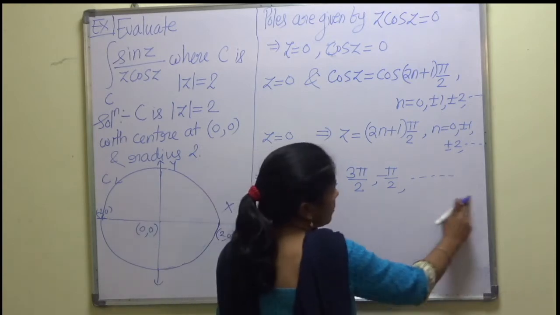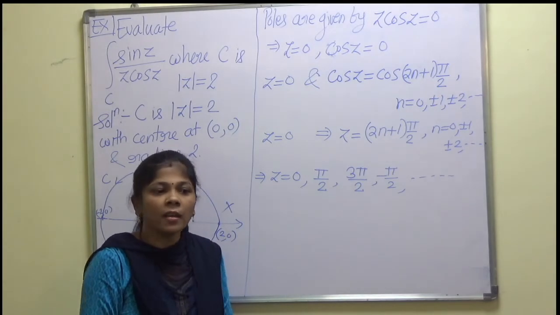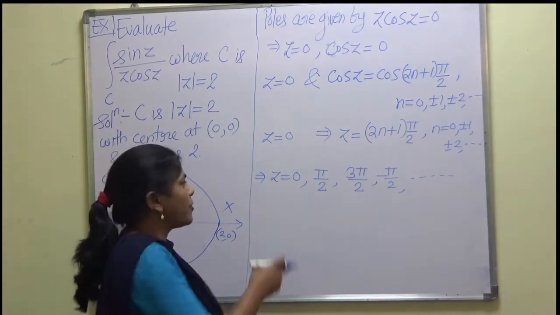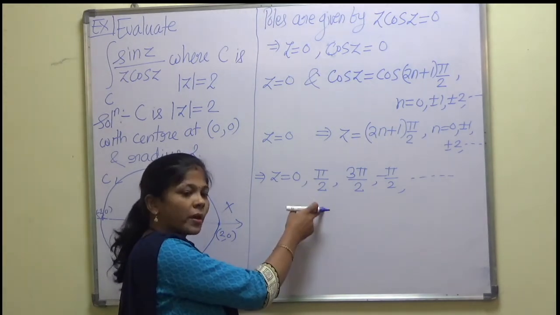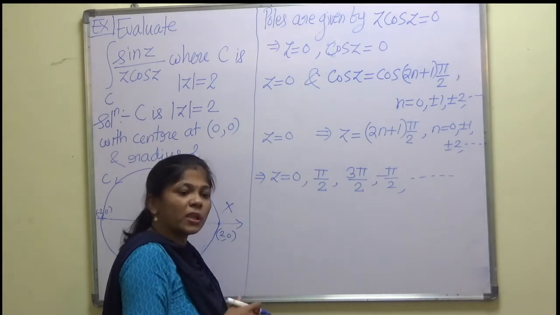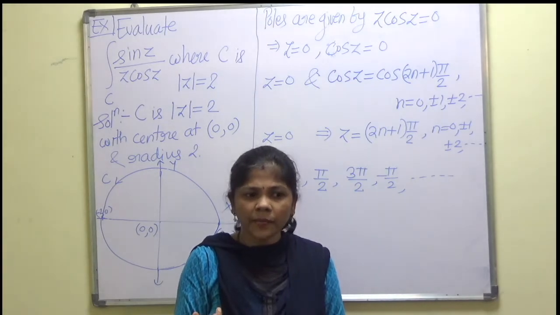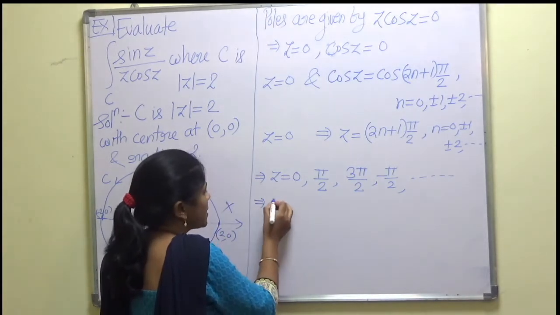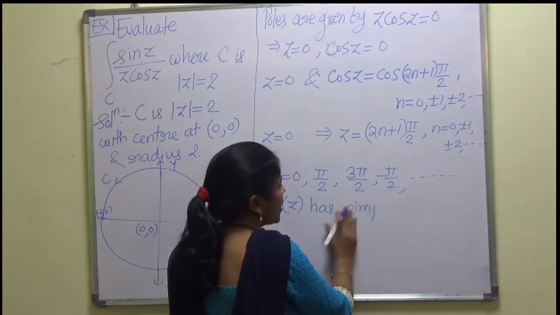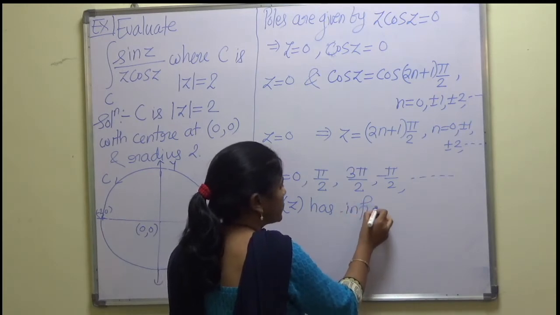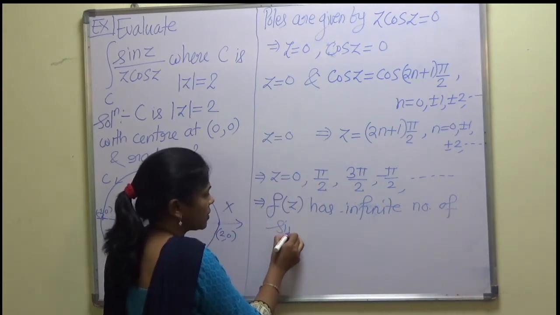And these are infinite in number. So how many poles are we getting here? We are getting an infinite number of poles. If you observe the values taken by z, it takes pi by 2 only once, 3 pi by 2 also once. So all these infinite number of poles are simple in nature. This implies f of z has an infinite number of simple poles.